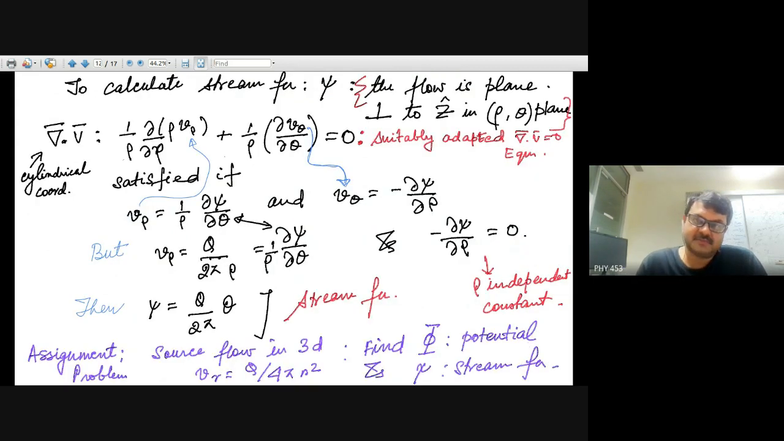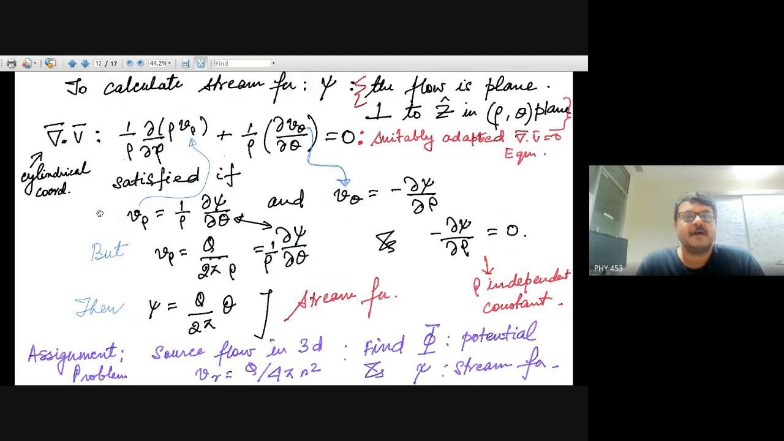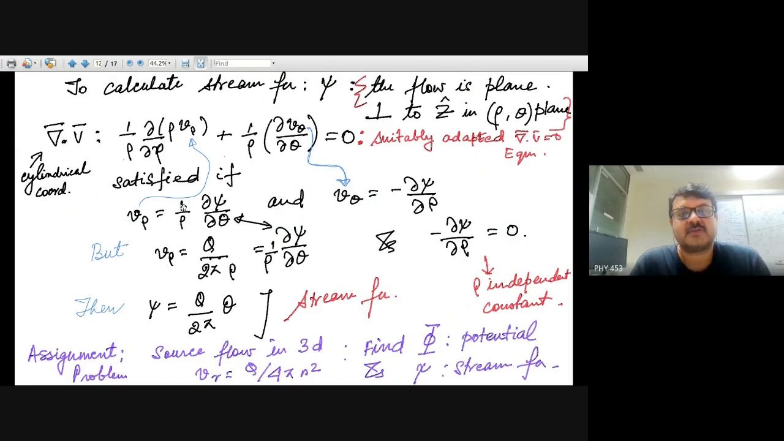Just so that you don't confuse, you can also calculate the stream function for such a system, for a source. And of course, for a source, the stream function is very different. It was coming from divergence v equal to 0, and for 2D flows. And this is a 2D flow because it's flowing along this plane, right? There's no z dependence, no theta dependence, and so on.